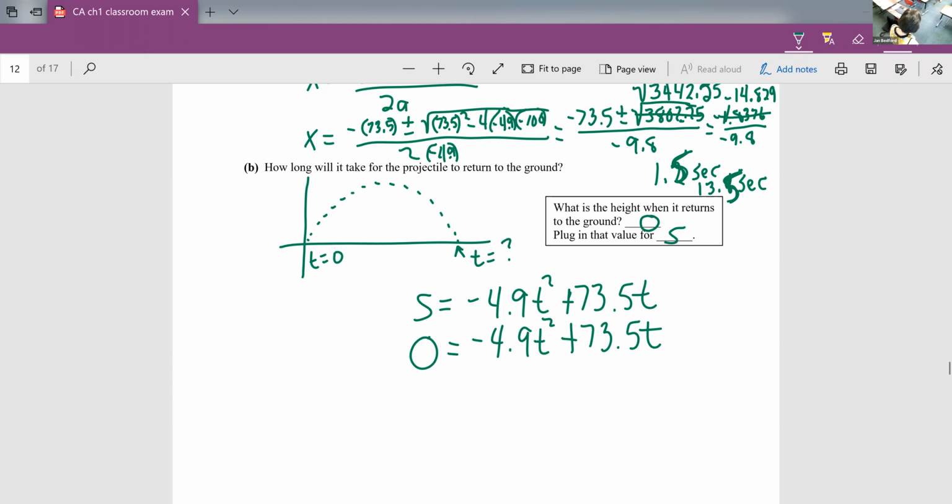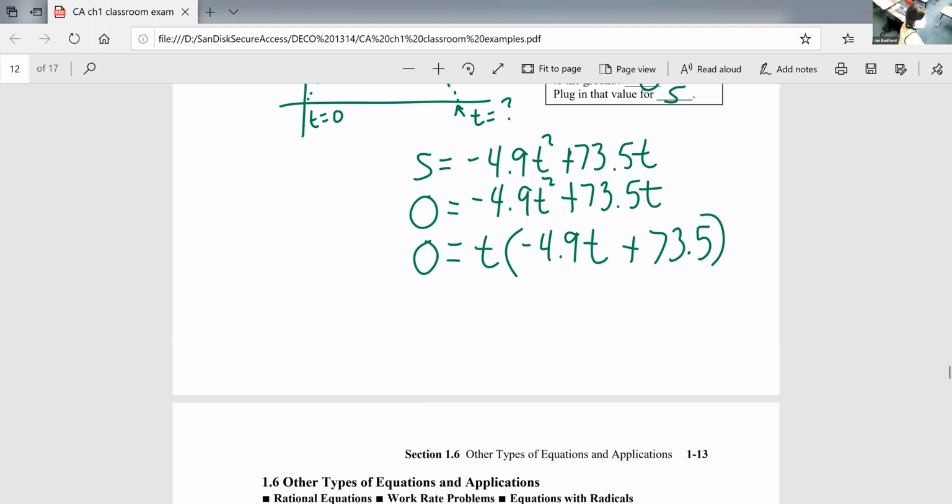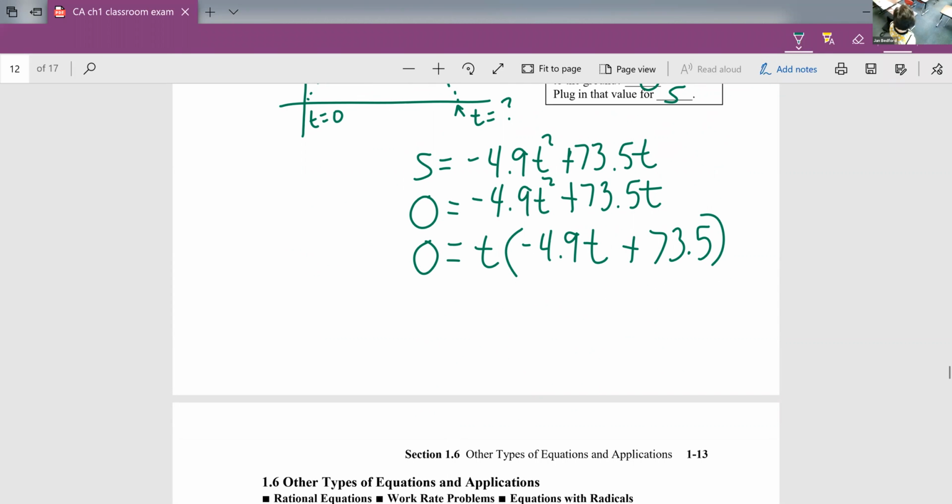Do you see a common factor? I could factor out T. And if I factor out T, what would I have inside the parentheses? Negative 4.9 T plus 73.5. Now, do I have two factors there? I don't have two parentheses, but do I have two factors? Yes, because my common factor is T. So that's one factor times this parentheses.